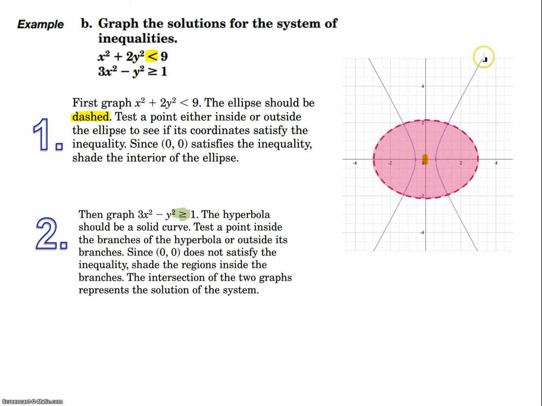So instead of testing between the 2 branches, we're going to test inside. You can think of these as parabolas. And so we're going to be testing inside the parabolas. And so that's where we're going to shade. Okay, so now that we have those 2 items shaded, now we can clearly see that the intersection is here. And here.